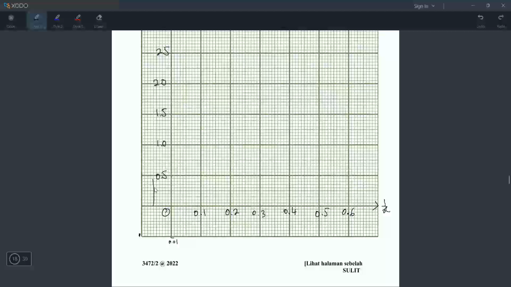Okay, from here to here is 0.5. So one kotak is 0.5 bahagi 10. Okay, one kotak kecil is 0.5 bahagi 10, which is 0.05. It means every time you naik satu kotak is 0.05. What if you naik dua kotak then? Then it will be 0.1, because 0.05 times 2 is 0.1, right? So every time you naik dua kotak, 0.1, 0.2, 0.3, 0.4, 0.5 like that. Every time you naik dua kotak, tambah 0.1.